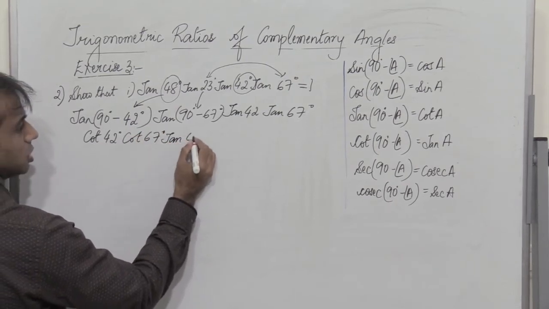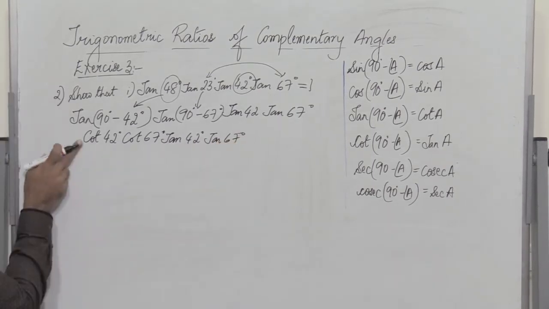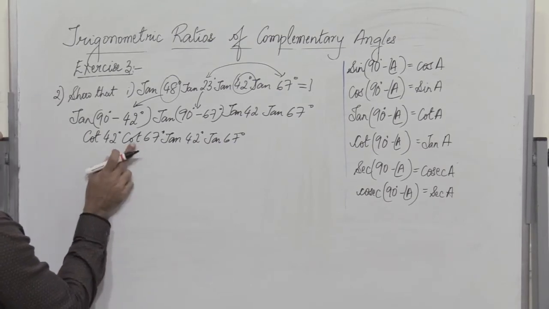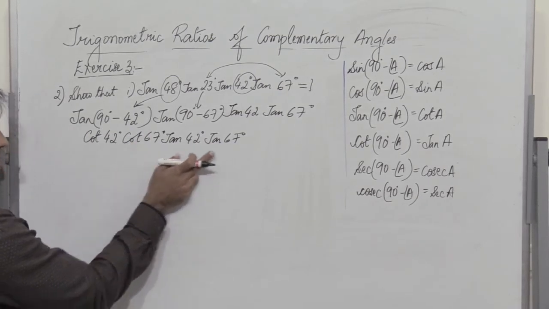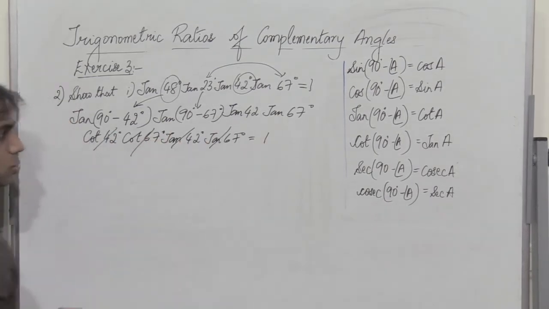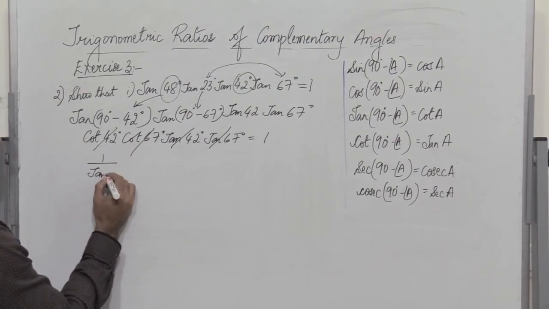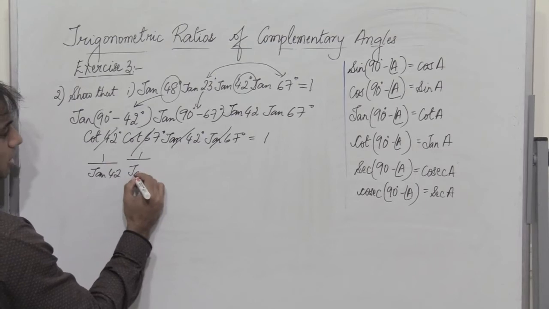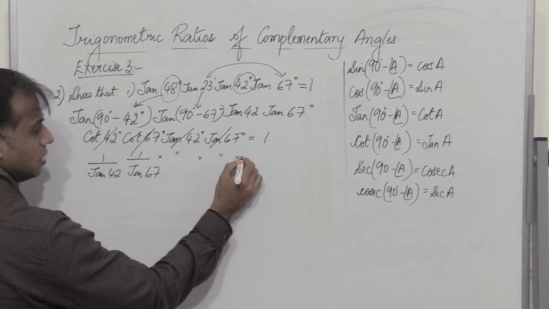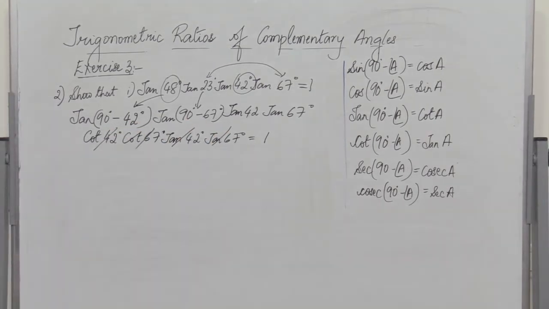Then I have tan 42, tan 67. Now cot 42 is nothing but 1 by tan 42, and cot 67 is 1 by tan 67. So these two can be cancelled, these two can be cancelled, so I get 1 here. Or if you want to write one more step, you can write this as 1 by tan 42, 1 by tan 67, and then I have tan 42 into tan 67. These will cancel and you get 1 as the answer.